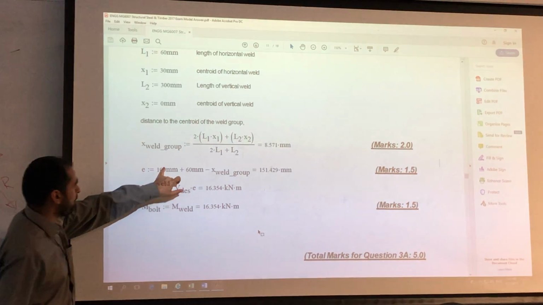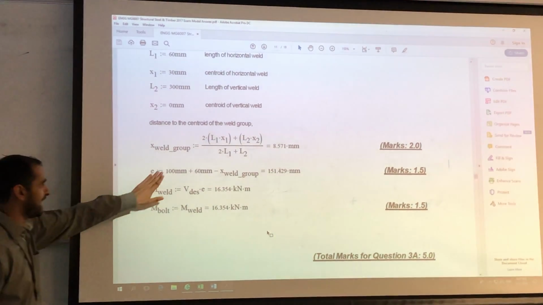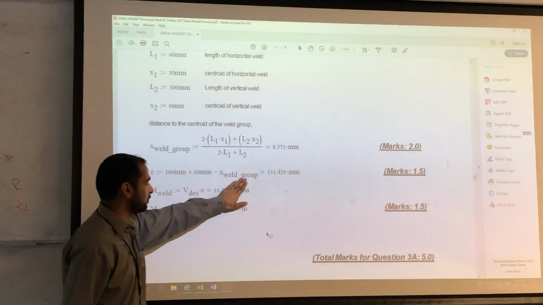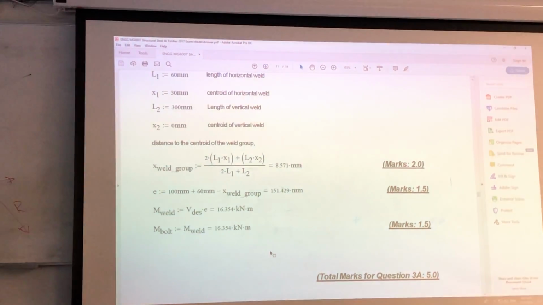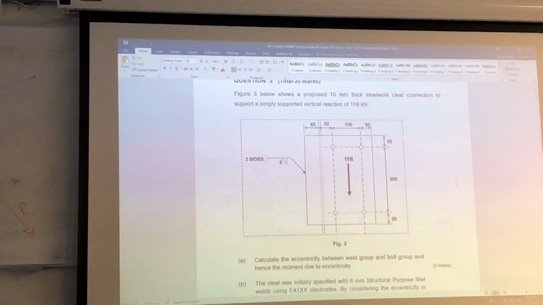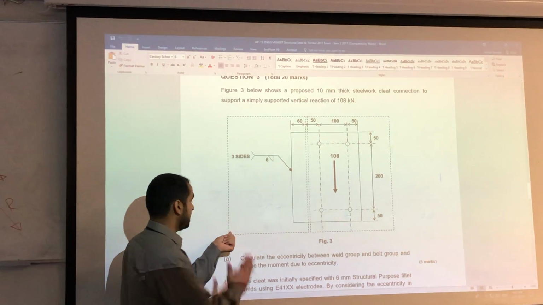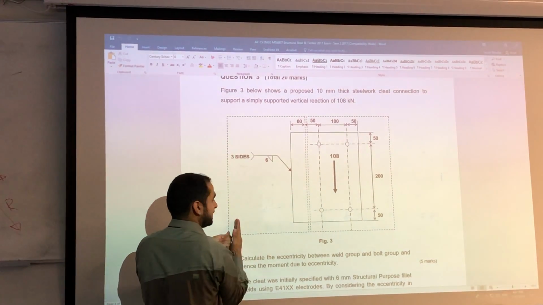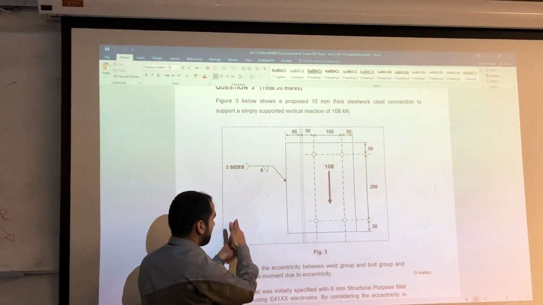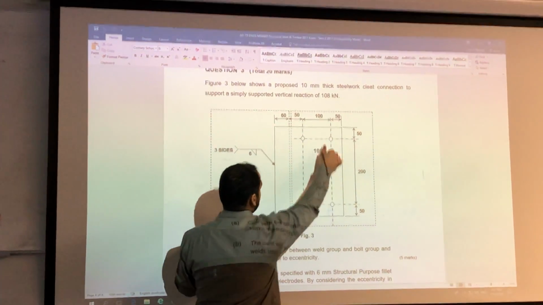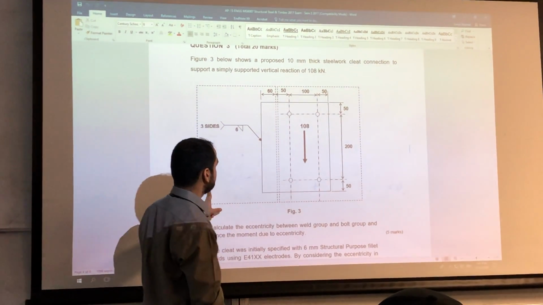So then, what is the distance? E is the distance from one side to another side, which is 100 plus 60 minus X of the weld group, which I just calculated here because I calculated from the left. So what I did, that's my origin here, and I calculated it somewhere here. There's the X distance. So then the distance is from here to here. Now I know this one here, which is 50 plus half of that.